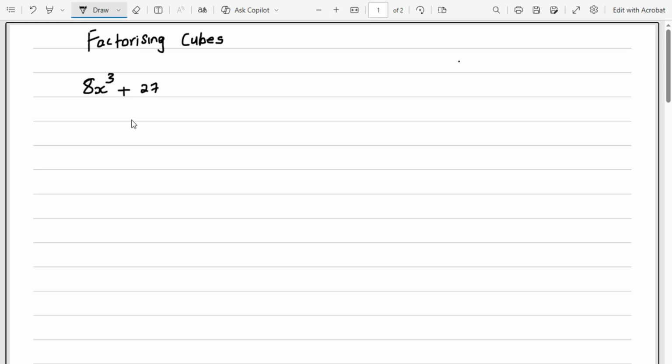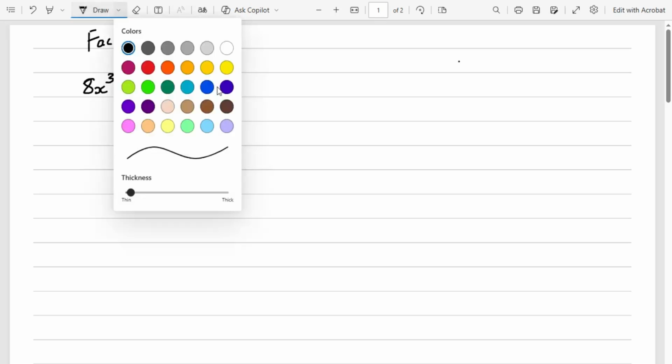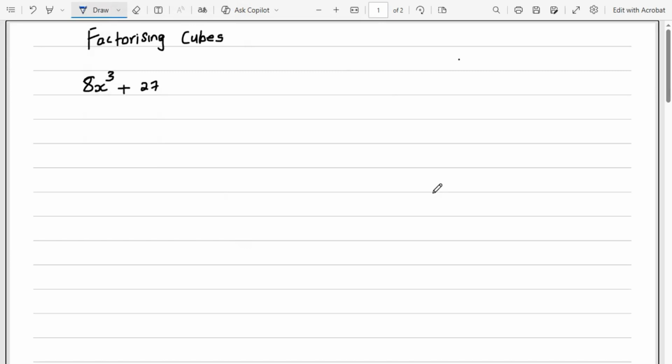So we can see that this is a cube and we need to factorize that. So the best thing to do, look at this. You can see that both of them are cubes. So both are cubes.